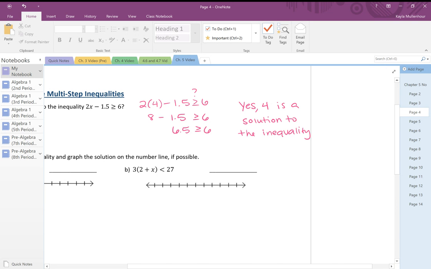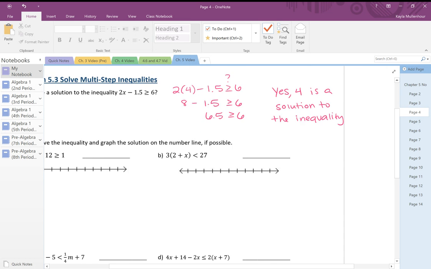Is it the only solution? No. There are lots of other x values that could be plugged in there to give us true statements, but 4 happens to be one of them.